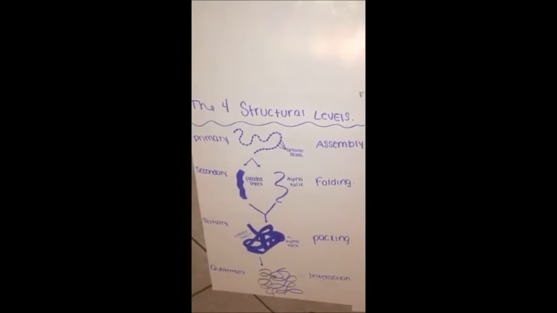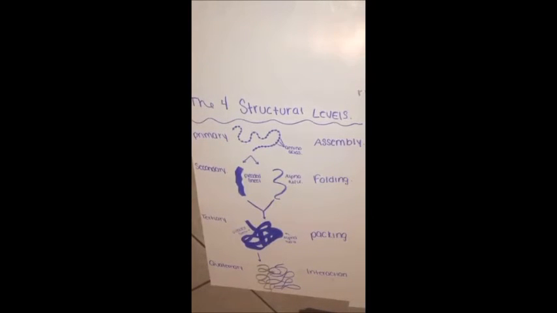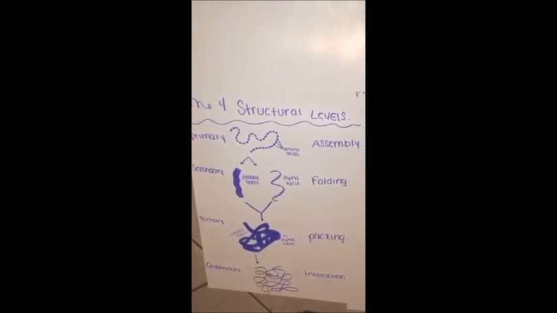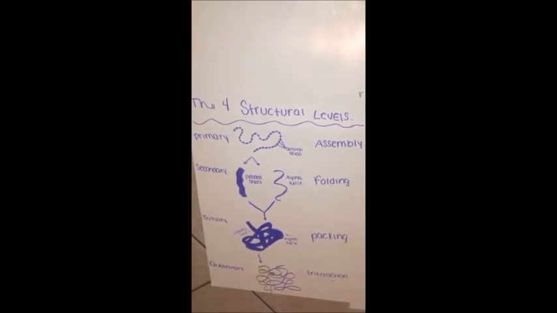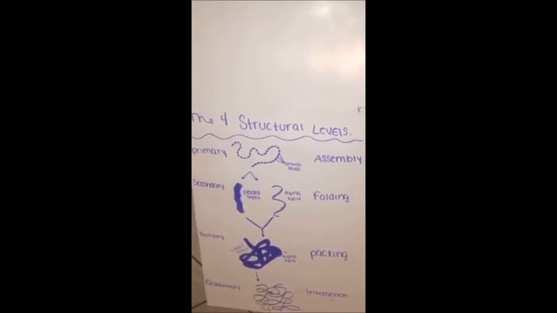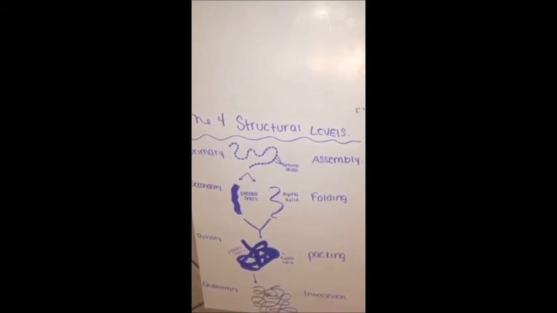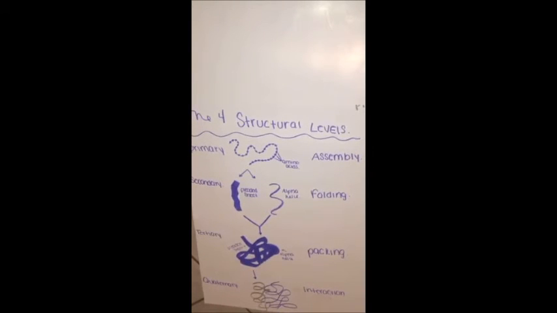The four structural levels. The first level would be primary. It's a sequence of amino acids forming a protein, the most basic element of its structure. Next is secondary. It has the general three-dimensional form of local segments of a protein, the hydrogen bonds of the protein that are observed in the atomic resolution structure.